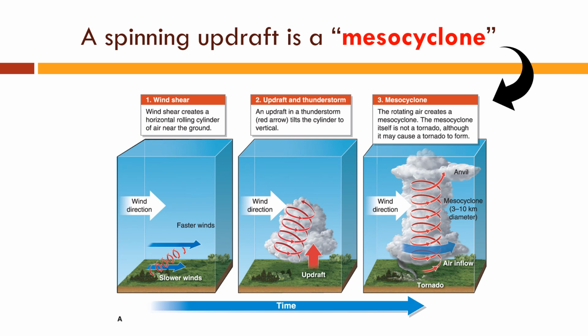This is known as a mesocyclone, highlighted in red. The problem with mesocyclones, they're not actually visible to the observer. So you can't see the internal structure of that updraft spinning just by looking at it. But I will show you when we get to the section on tornadoes how we might see it on radar to tell us that a tornado is coming.